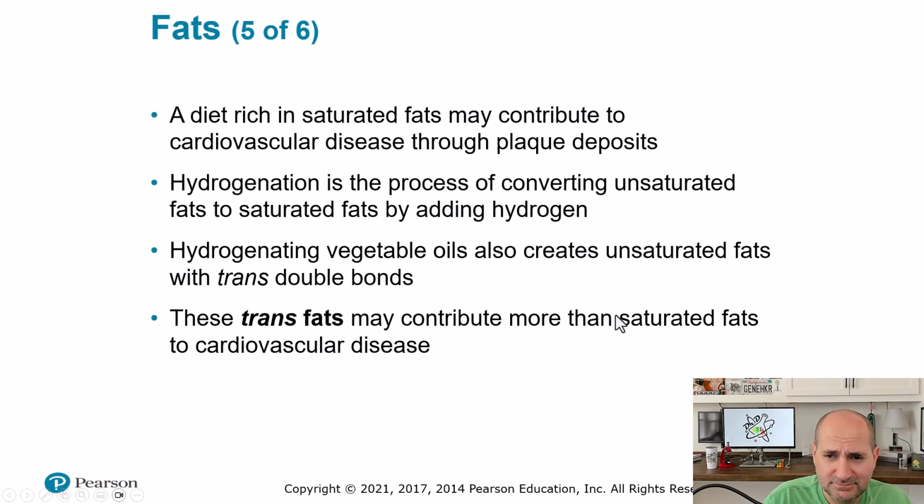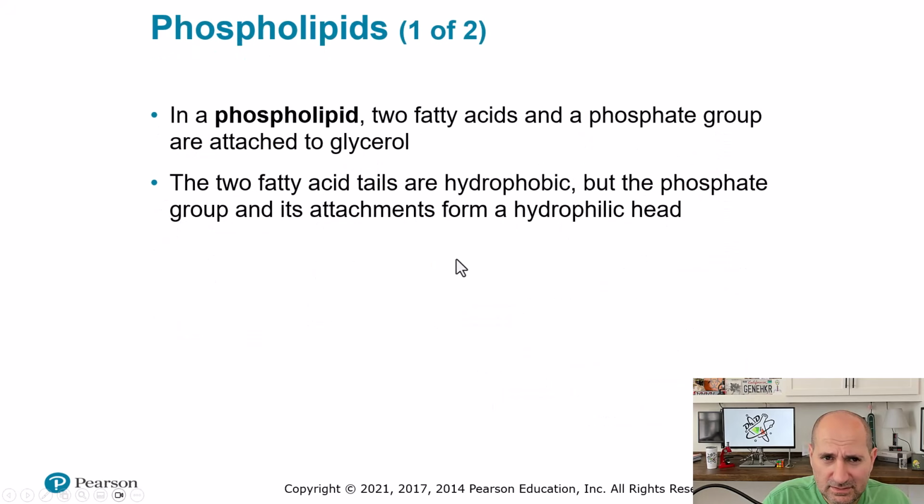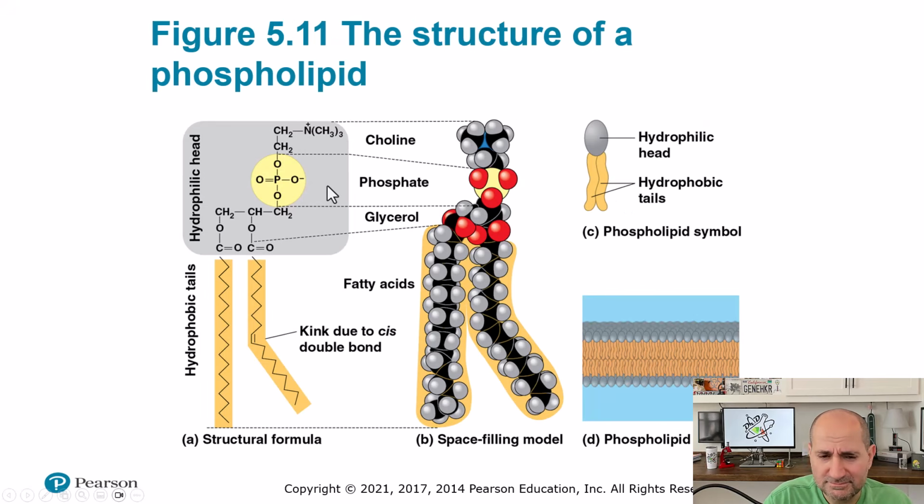All right. Next, we talked about phospholipids, and you should know the structure of a phospholipid. You should know that a phospholipid has a glycerol head, a phosphate group which is negatively charged, as well as a choline, and you have two fatty acid tails. So this is the structure of a phospholipid.